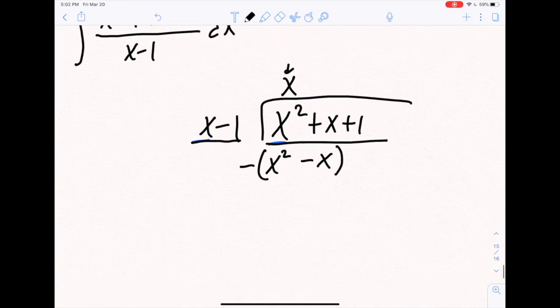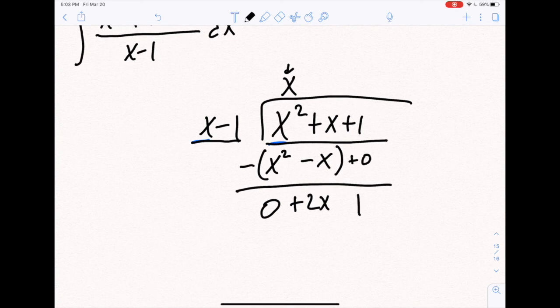x squared minus x squared, we get 0. x minus negative x gets us plus 2x. And then 1 minus 0, because you can think of it like plus 0 here, is just 1. So we end up with 2x plus 1. Now what do we need to multiply x by in order to get 2x? Well, we have to multiply it by a positive 2. And so now we subtract off 2 times x minus 1.